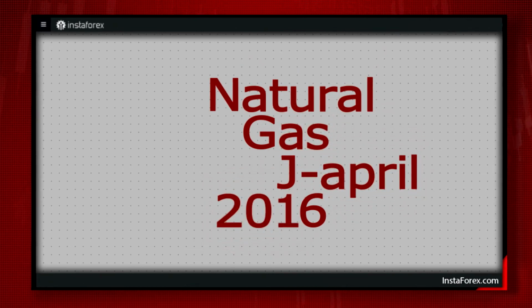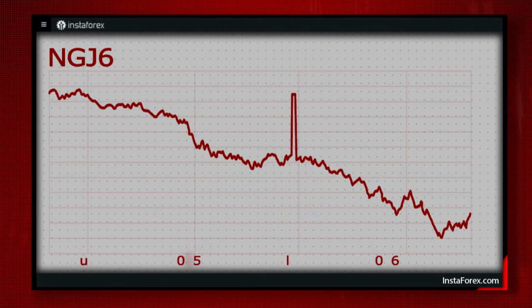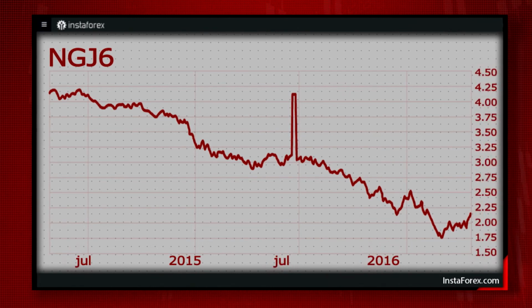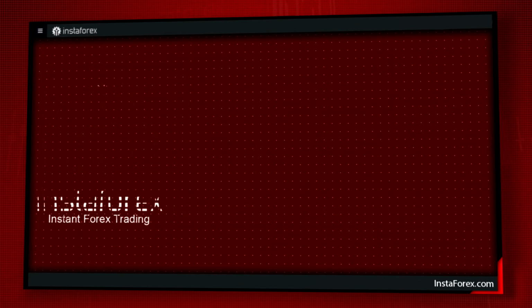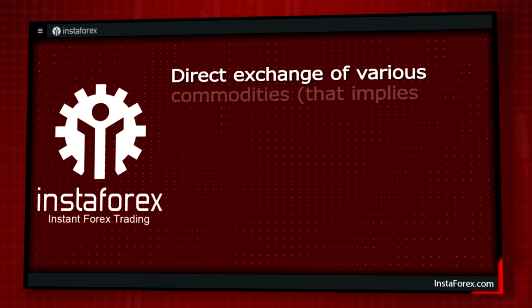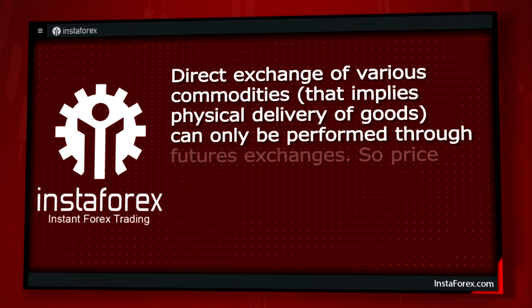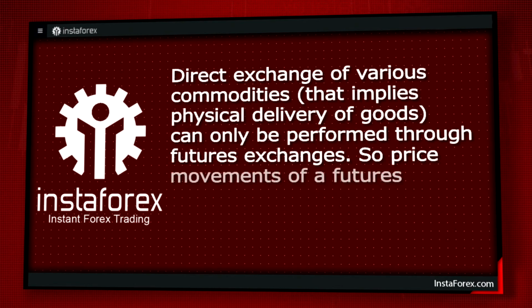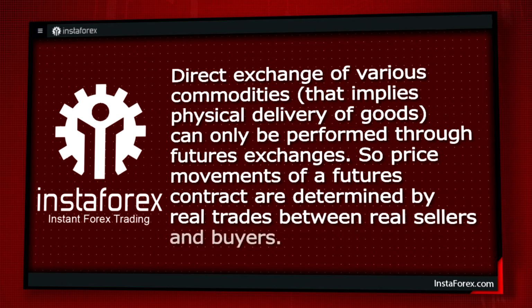is for 2016. The most liquid futures are the contracts with a maturity closest to the expiration date, as their market prices are very close to the real prices of the underlying assets, so the chance of sharp price swings is rather low. Direct exchange of various commodities, that implies physical delivery of goods, can only be performed through futures exchanges. So price movements of a futures contract are determined by real trades between real sellers and buyers.